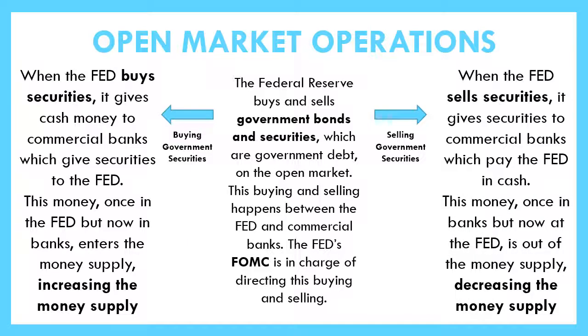Whenever they give that cash to the Federal Reserve, this is money that was once in the money supply, but now it's out of it. It's now just sitting at the Fed. Whenever that money goes from being in the money supply at the banks to being out of the money supply at the Fed, it's decreasing the money supply.